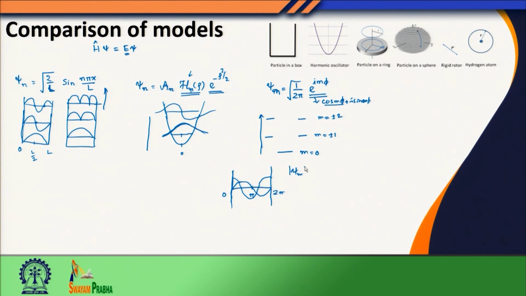Now we have a sine function and a cosine function, and if I have to write down the probability, the absolute value of psi m squared, you would see that I would always have 1 over 2 pi, because e to the power plus i m phi multiplied by e to the power minus i m phi gives me 1. Therefore, the probability density is uniform throughout the ring. We discussed this particle in a ring problem.